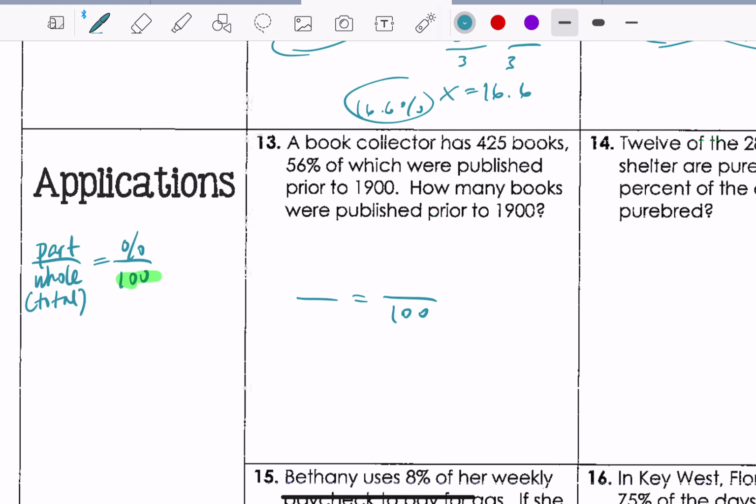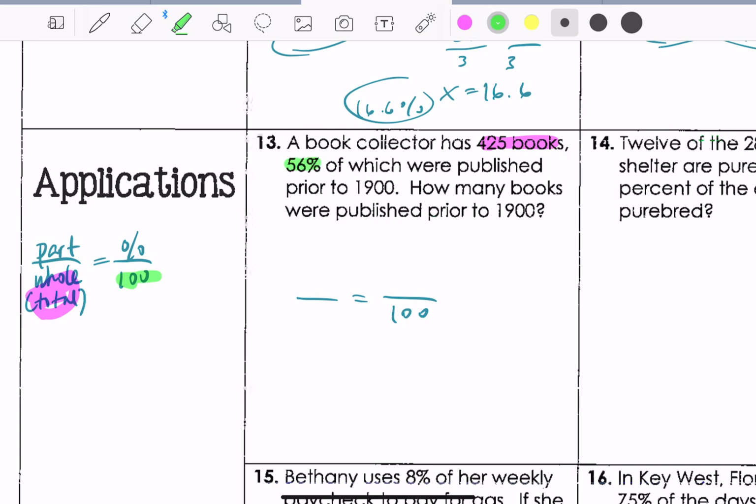A book collector has 425 books, 56% of which were published prior to 1900. How many books were published prior to 1900? So they put 1900 in here, but it turns out we don't really need that. That's just the year. But they do tell us that he has 425 books. So this is the whole. This is the total, right? If I consider the denominator in the left side, the total, that's the total of the books he has.